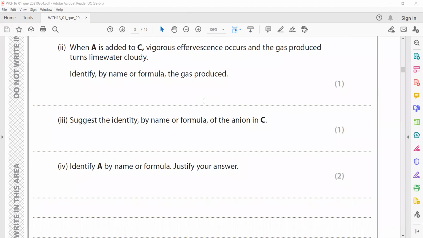When A is added to C, a vigorous effervescence occurs. So this confirms that maybe a carbonate or hydrogen carbonate is there. Identify by name or formula the gas which is produced: carbon dioxide gas. And name or give the formula of the anions. It might be carbonate or hydrogen carbonate, because these two ions are responsible for releasing carbon dioxide when acid is added.